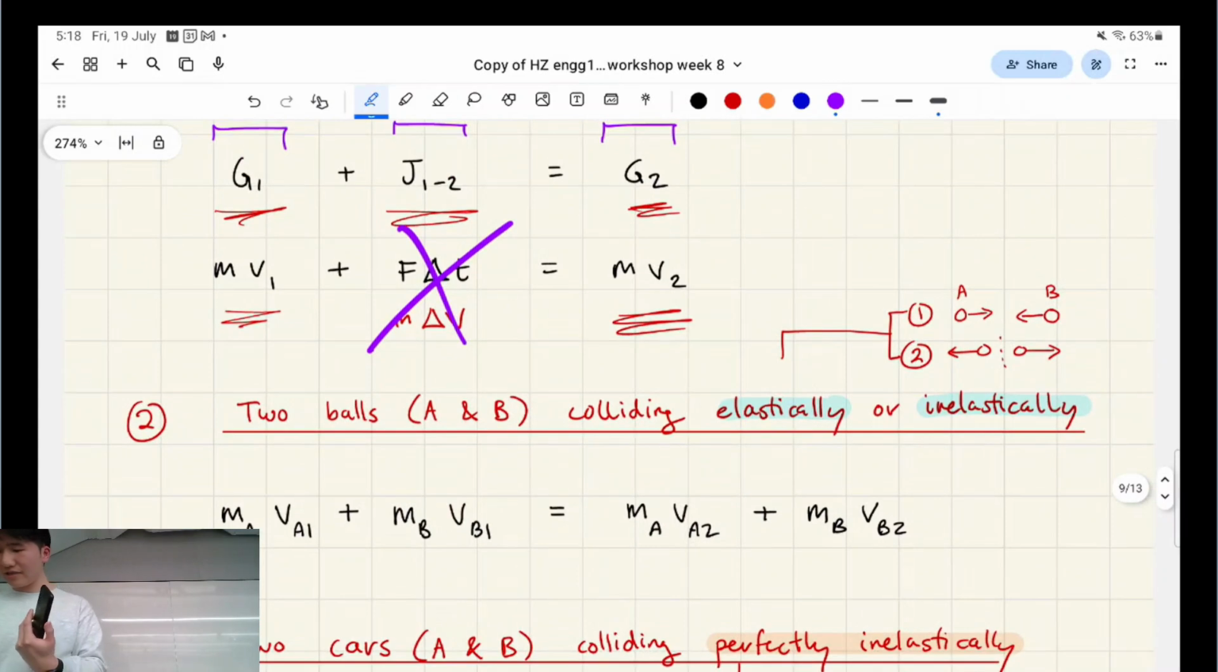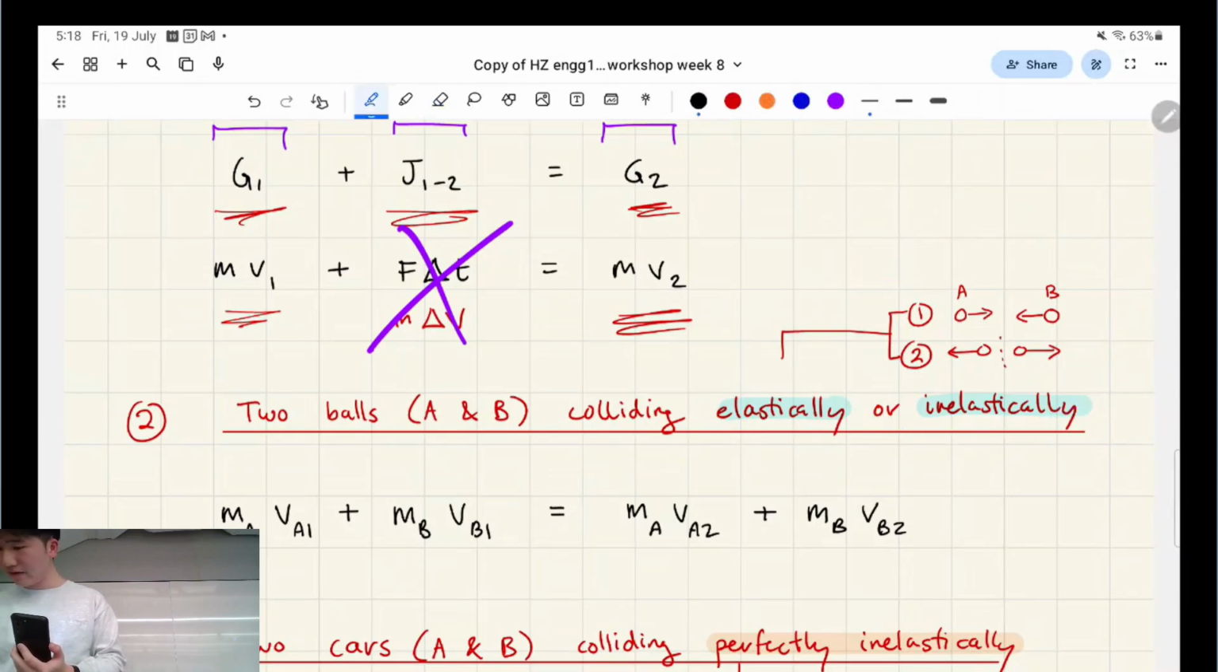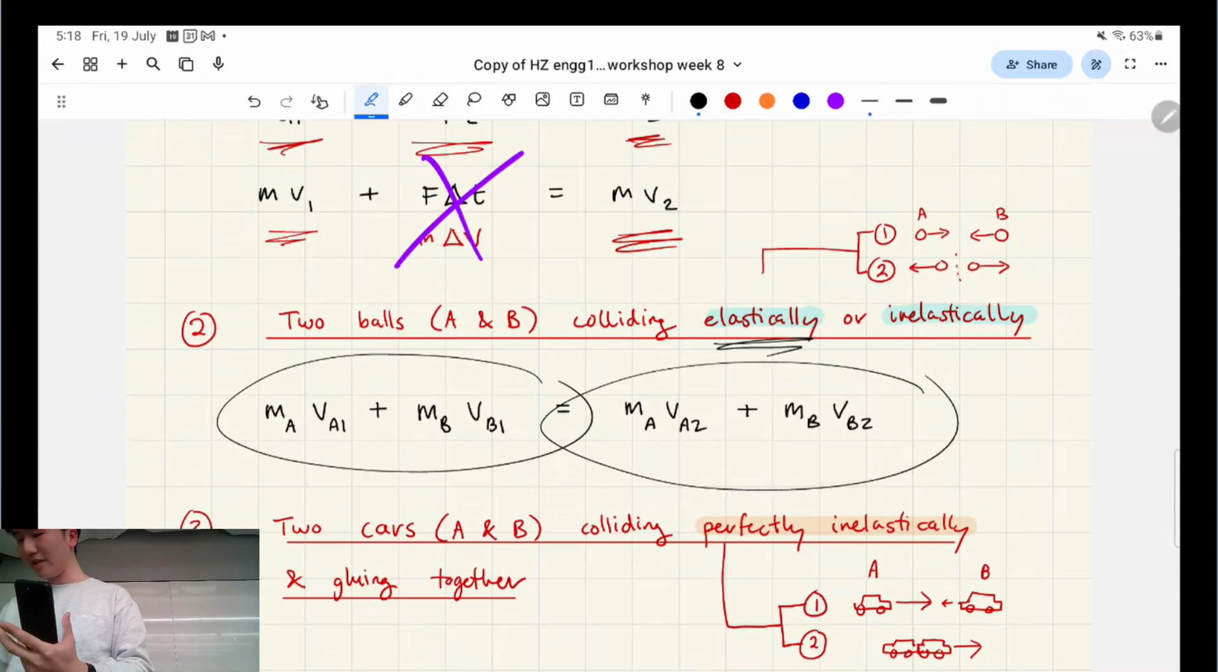So if you have an elastic collision, for example, like two balls colliding: in the first state you have ball A and ball B, they travel towards each other, and then in the next state they're traveling away from each other. They're impacted at some point. If they elastically collide, there's basically no change in momentum, so whatever your initial momentums are is equal to the net final momentum.